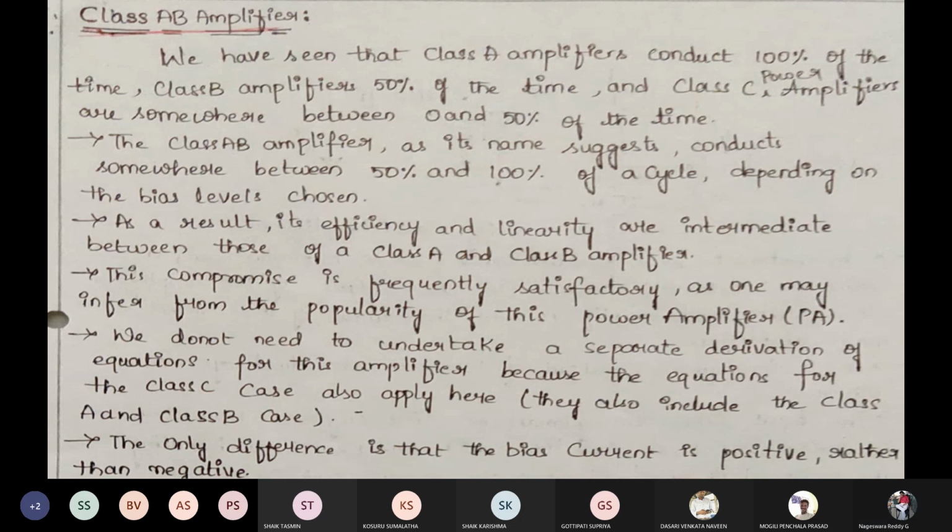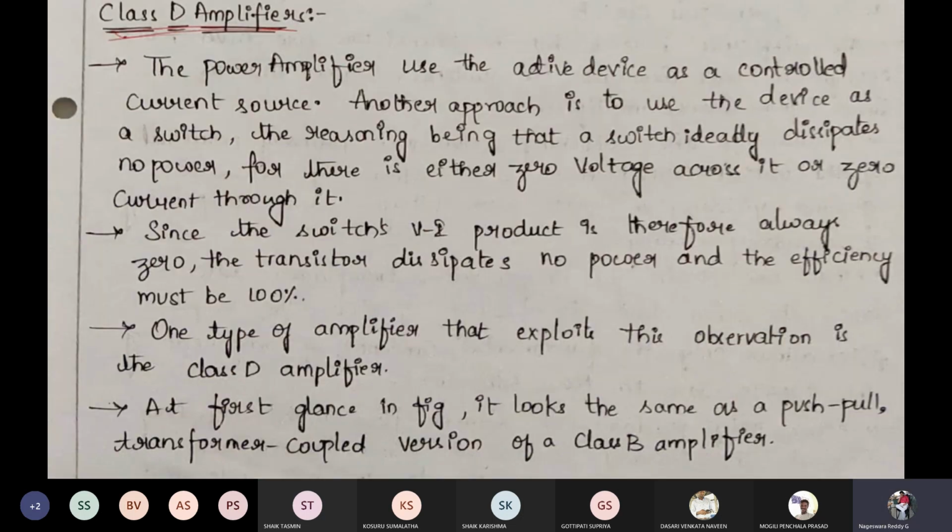So how to calculate the efficiency? The efficiency and also the derivations are the same as those of the class A and class B amplifiers in case of the class AB amplifier. So next I am going to explain about the class D amplifiers.